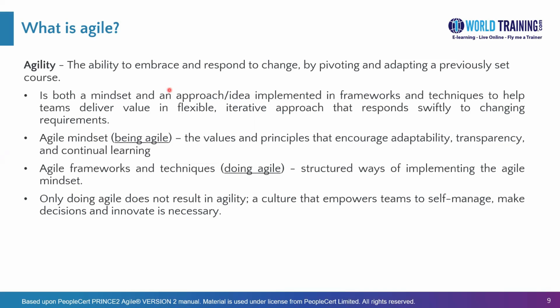We begin with what agility is. The ability to embrace and respond to change by pivoting and adapting a previously set course. What this means is agile teams experiment, learn from feedback, and they pivot or change direction quickly. They also look at minimizing waste, reducing delays, and delivering user-focused solutions that provide value to the customer and its users. So it is not just a set of methods or a framework like a process or whatever, but it's also a mindset, which is more important.